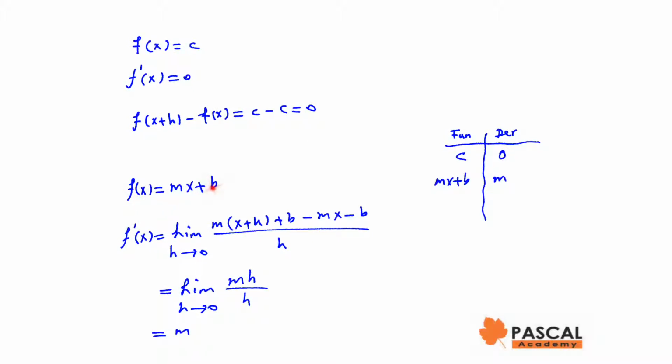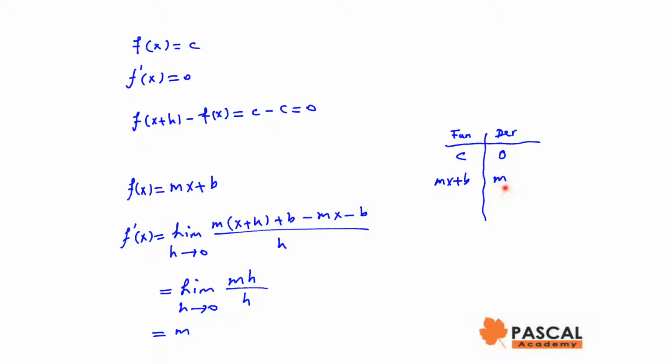The derivative of a linear function f of x equals mx plus b can be found algebraically using the definition of the derivative, the limit of m times x plus h plus b minus mx minus b over h as h approaches 0. If we collect the like terms on the numerator of this fraction, we have mh, therefore the limit would be m. This means the derivative of f of x equals mx plus b is m. Or we can summarize it by saying the derivative of mx plus b is m.